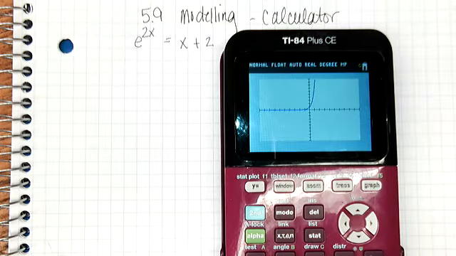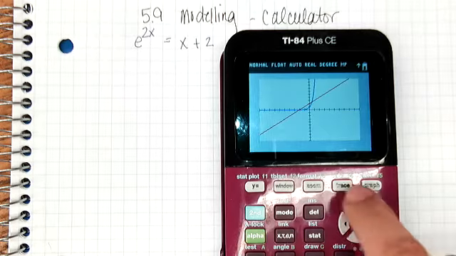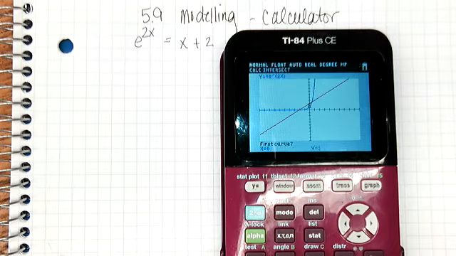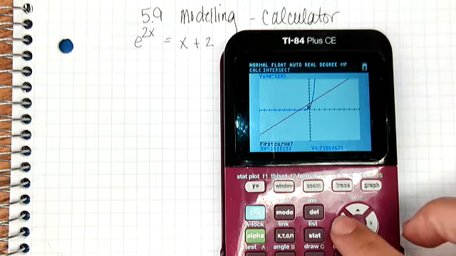And there's my e to the 2x. And x plus 2 is a line. So this should be review, I hope. I want to find out where they intersect. Second, trace, 5 for intersect. I'm going to find the point on the left.